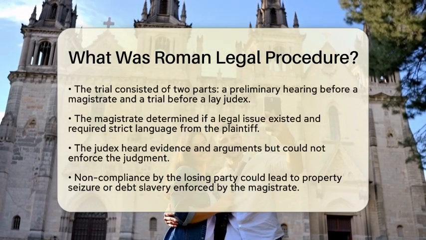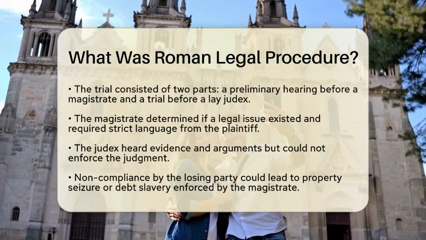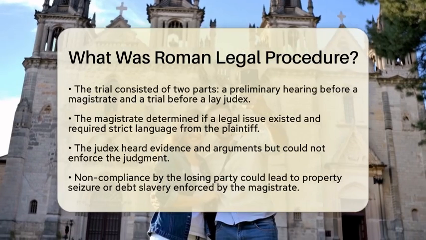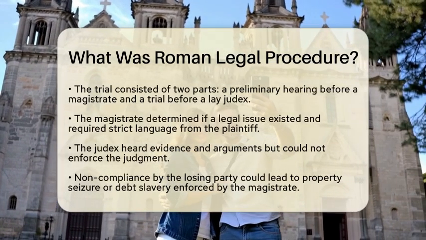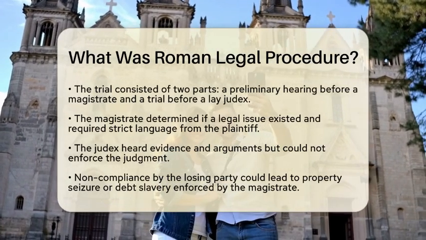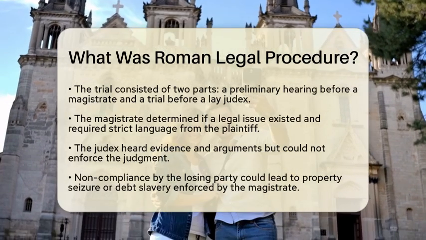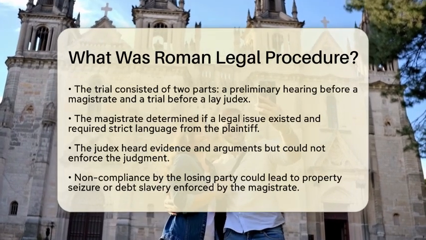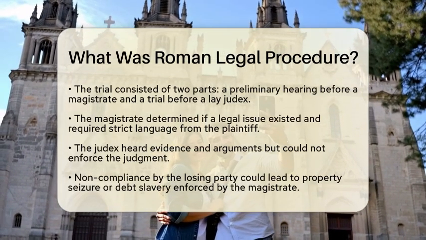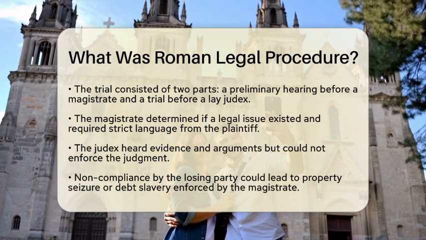The second part of the trial was before a judex, a layman chosen by the parties involved. This part was more informal. The judex heard evidence and arguments before making a decision. Importantly, the judex did not have the power to enforce the judgment. If the losing party refused to comply, the magistrate could enforce the judgment by seizing property or even enslaving the debtor to satisfy the claim.